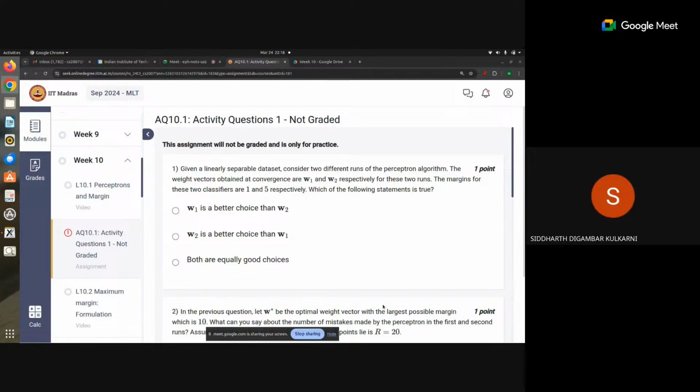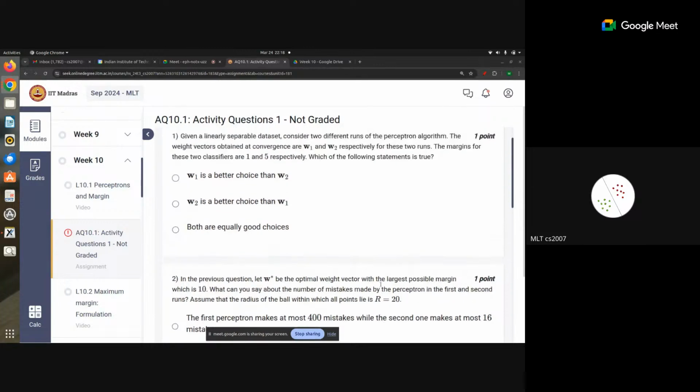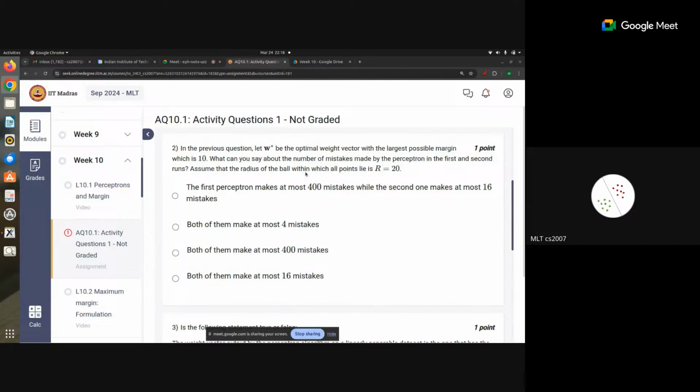The second question I was asking about: in the previous question, let W star be the optimal weight vector with the largest possible margin. It has a margin of 10. What can you then say about the number of mistakes?